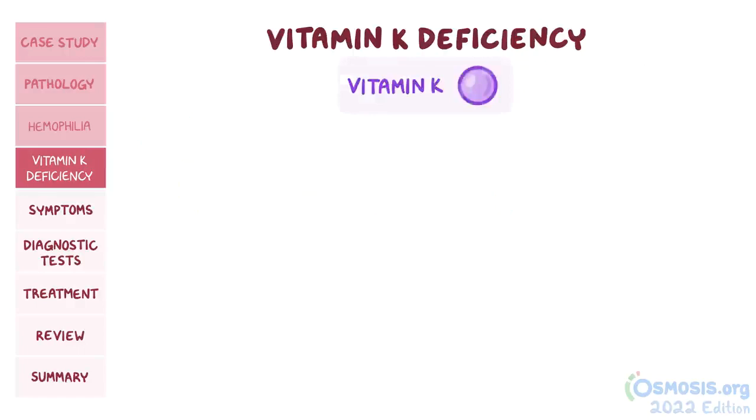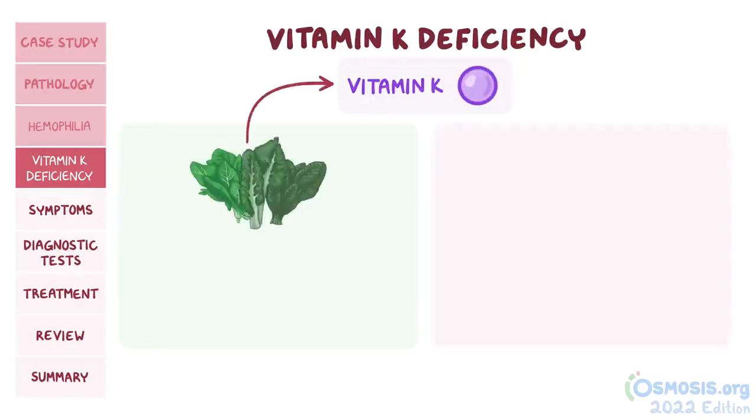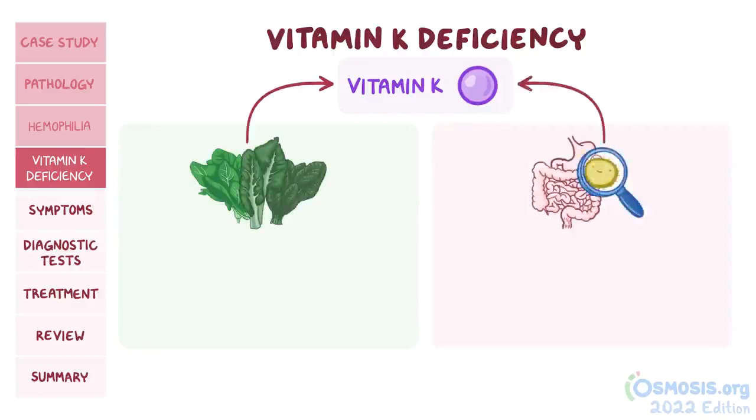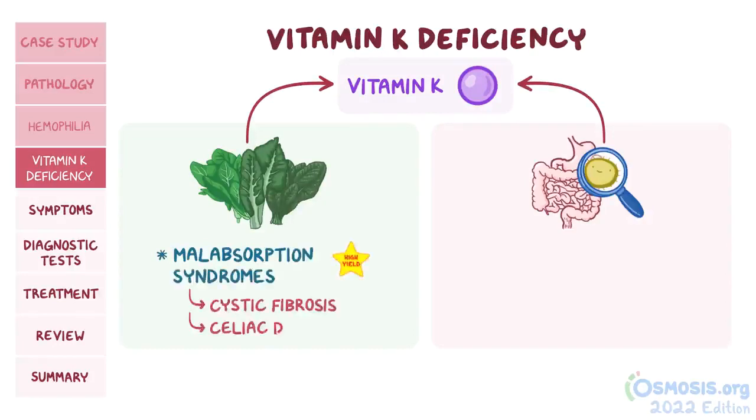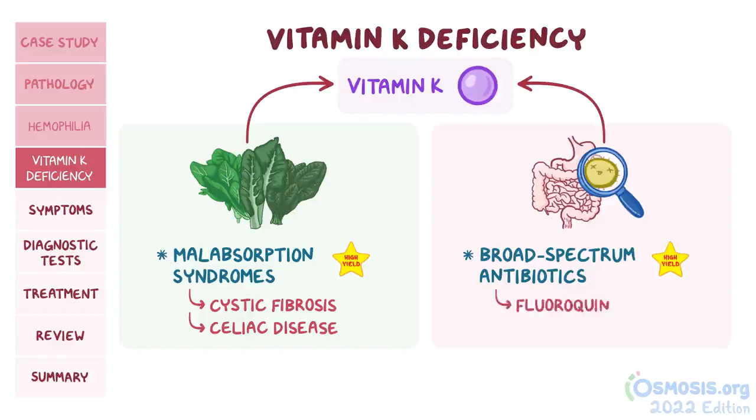Normally, vitamin K comes from the diet, like in leafy, dark green vegetables like spinach, kale, and chard, or can be made by intestinal microbial flora. So it's easy to see that vitamin K deficiency can occur in malabsorption syndromes like cystic fibrosis and celiac disease, or with prolonged use of broad-spectrum antibiotics that kill intestinal microbial flora such as fluoroquinolones and cephalosporins.